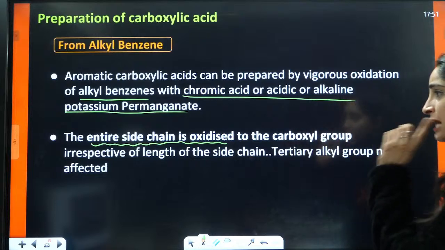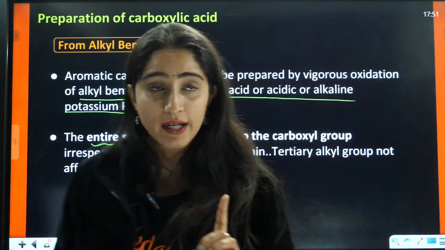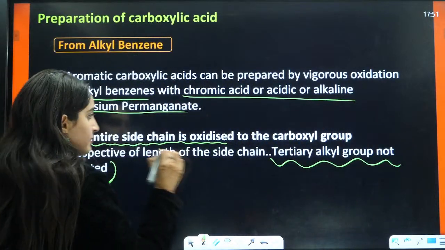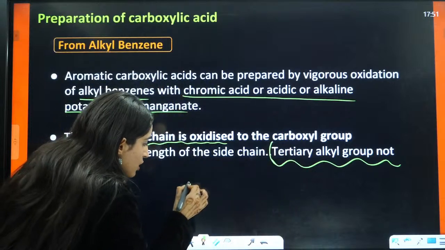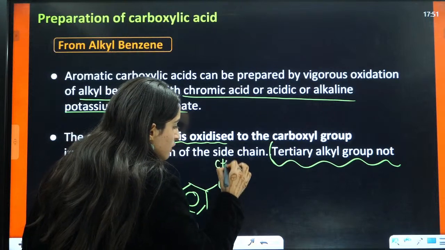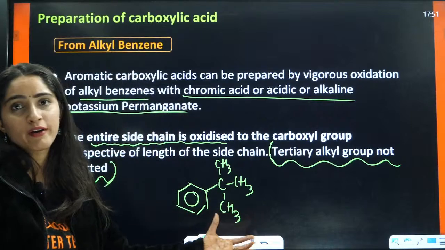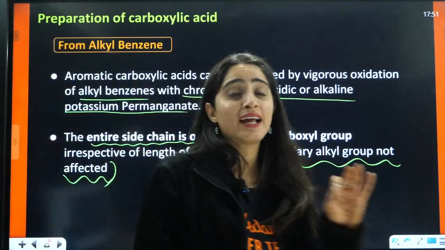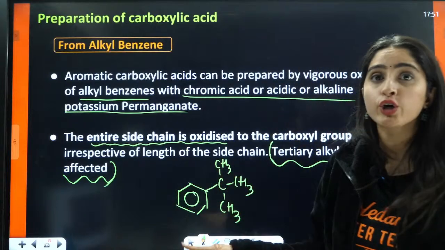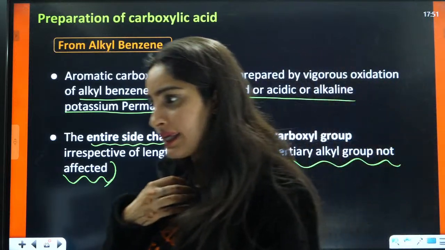Next is, irrespective of the length, tertiary, now this is very, very important. Tertiary alkyl group is not affected. That means on this benzene ring, if you have a tertiary alkyl group, it will not be affected. Any other alkyl chain you have will be affected. But if you have any tertiary group here, it will not be affected by this reaction. Okay? Yes, everybody?